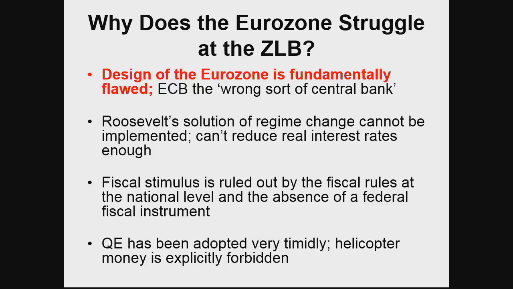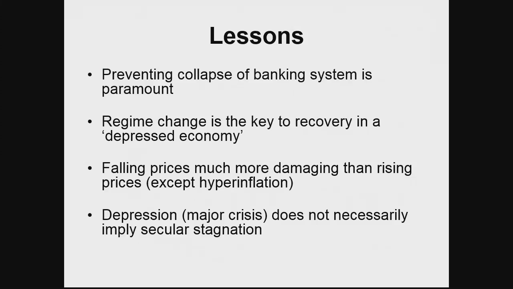Why does the Eurozone struggle at the zero lower bound? The design of the Eurozone is exactly wrong for a depressed economy. The central bank is precluded from trying to achieve regime change. You can't reduce real interest rates enough. Fiscal stimulus is ruled out at the national level, and helicopter money is indeed explicitly forbidden.